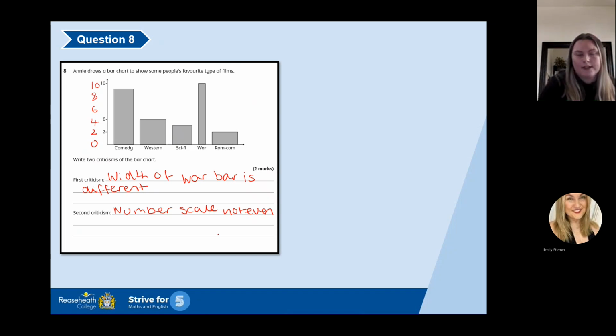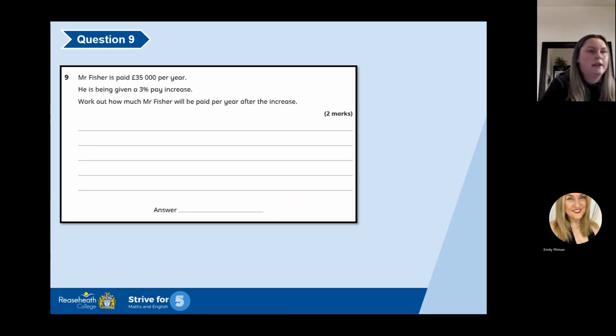Perfect. And we've got another 2 marks there. Okay, Mr. Fisher is paid £35,000 per year. He's been given a 3% pay increase. Notice that I'm underlining the important words in this. So work out how much Mr. Fisher will be paid per year after the increase. So we want to know how much he's going to be paid after he's had a 3% pay rise.